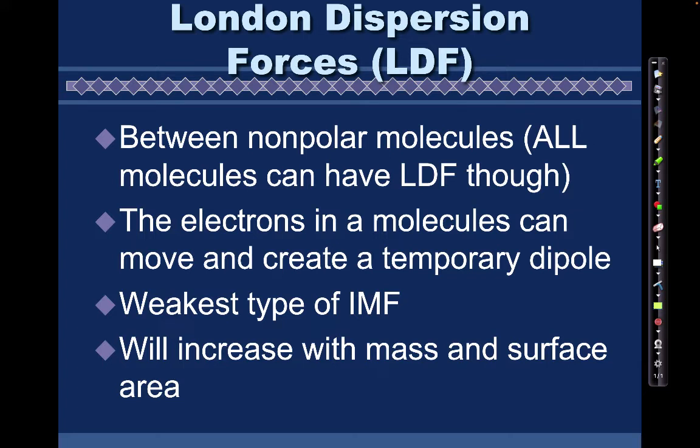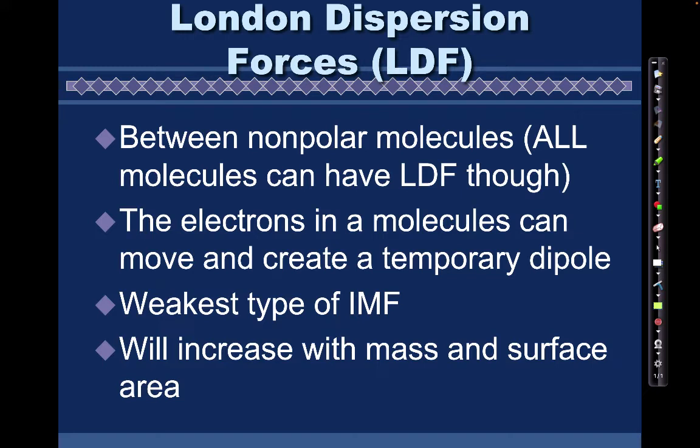So this is the weakest type of intermolecular force, but all intermolecular forces are dependent on a negative region attracting a positive region. So even with the London dispersion forces, it's about attracting the negative and positive region of other molecules. It's just these are temporary dipoles that are created, and that's the weakest type of intermolecular force because of that.